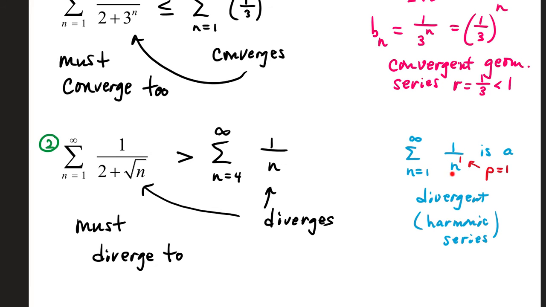1 over n is a divergent harmonic series because it's a p-series with p equal to 1. That's divergent. Because our original nth term is larger than the one we built, a sub n is bigger than b sub n. This one diverges. The larger one must also diverge.